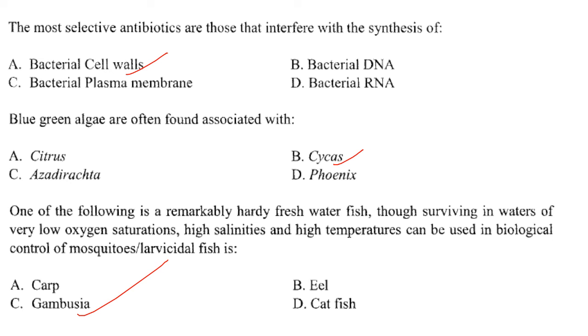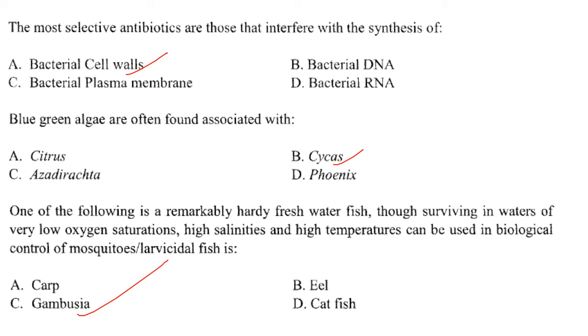The next one. The most selective antibiotics are those that interfere with the synthesis of bacterial cell walls. Answer is option A. Then, the blue-green algae are often found associated with... So blue-green algae are found associated with cycas. That is, the coralloid root of cycas harbors the blue-green algae. Answer is option B.